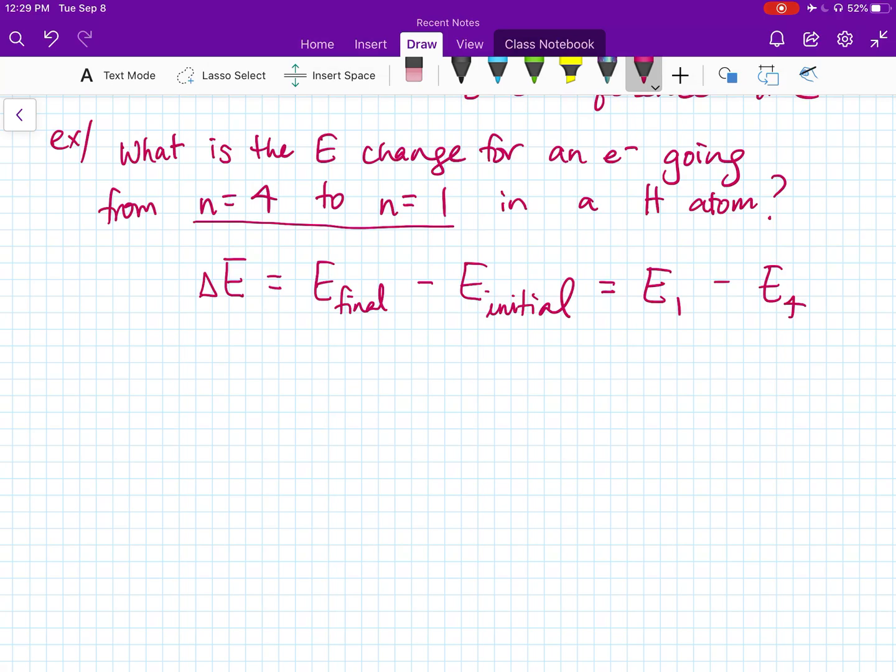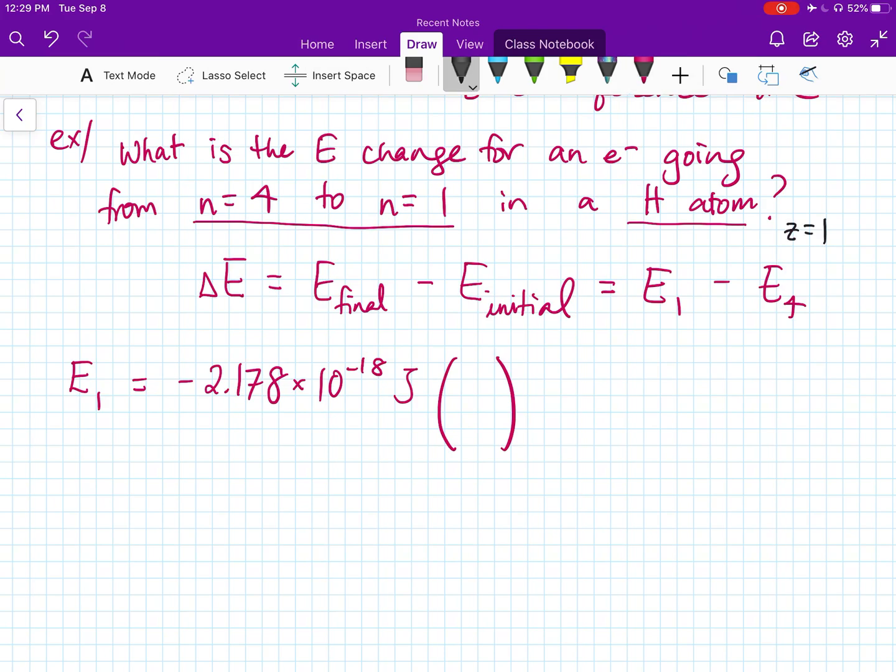Now I'm going to take the Bohr equation and calculate the energy of each energy level using that Bohr relationship. So here's the constant, minus 2.178 times 10 to the minus 18 joules. And I want to multiply that by Z squared over n squared. For a hydrogen atom, Z is going to be equal to 1 because that's the atomic number of hydrogen. So I'm going to have 1 squared in the numerator.